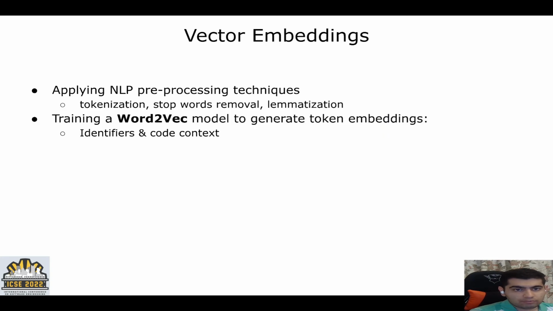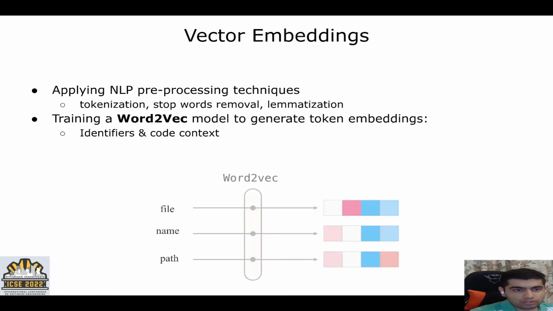In order for the ML model to learn from type hints, we need to create vector representations of type hints. First, we apply common NLP processing techniques like tokenization and stop words removal. Then we train a word2vec model to generate vector embeddings. As shown here, each token corresponds to a vector representation using the word2vec model.